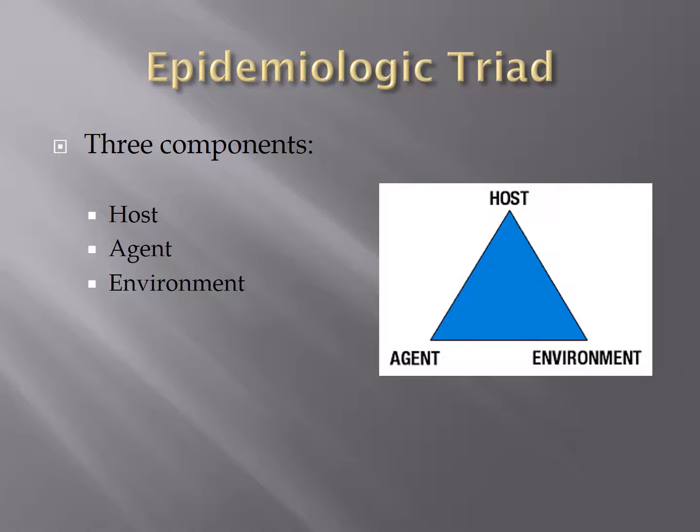As mentioned in the previous slide, the epidemiologic triad has three components: the host, agent, and environment. The interaction of these three elements determines the development and cessation of the disease. A host is a living thing or being affected by an agent. It can be a person, group, or an entire community.